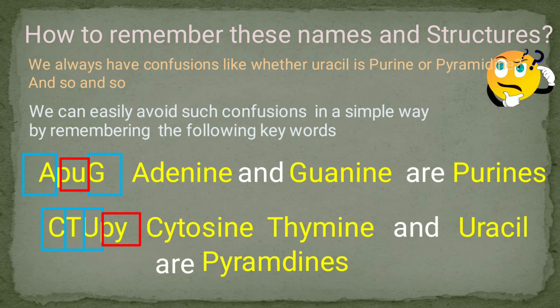And we know the Vodafone ad with the pug, and if you remember a pug, you can easily remember adenine and guanine are purines. So relate these two terms to your life experience so that you can easily remember these two keywords. APUG stands for adenine and guanine are purines. CTP stands for cytosine, thymine and uracil are pyrimidines.